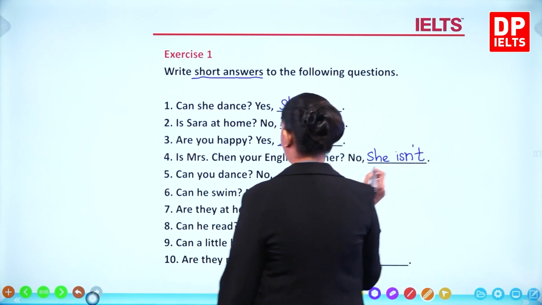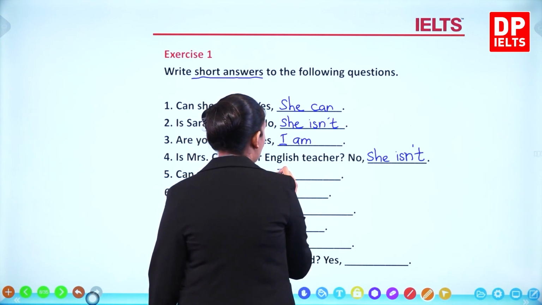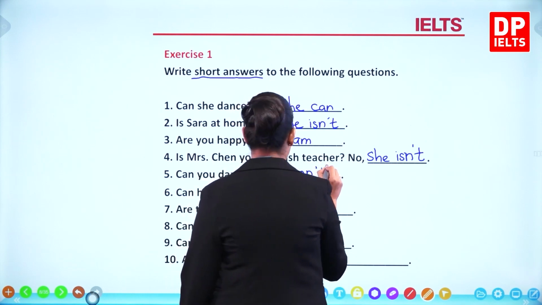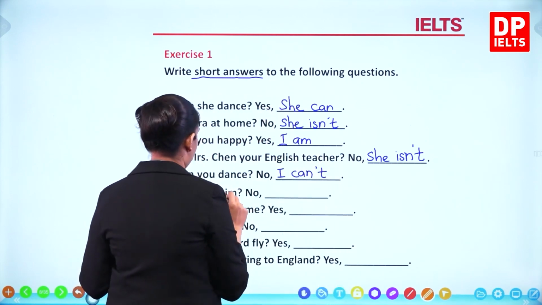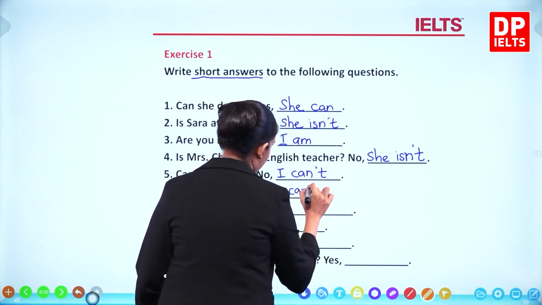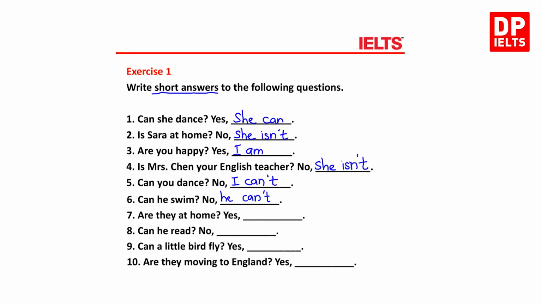Can you dance? Negative. You. So asking me. So I. No, I can't. Negative form. Can he swim? Again, negative. No, he can't. Is Mrs. Chen your English teacher? No, she isn't. இல்ல அவங்க இல்ல. Can you dance? No, I can't. இல்ல நான் அடமாட்டன். Can he swim? அவர் swim பண்ணுவாரா? No, he can't. Can you swim? இல்ல. Can he swim? So இன்னொரு ஆளை பத்தி கேட்கறதால நாங்க சொல்லுவோம் no, he can't.